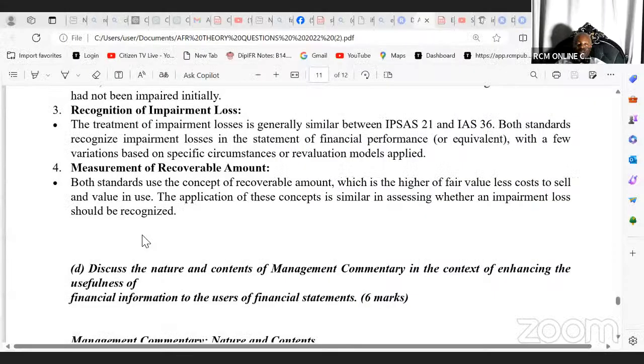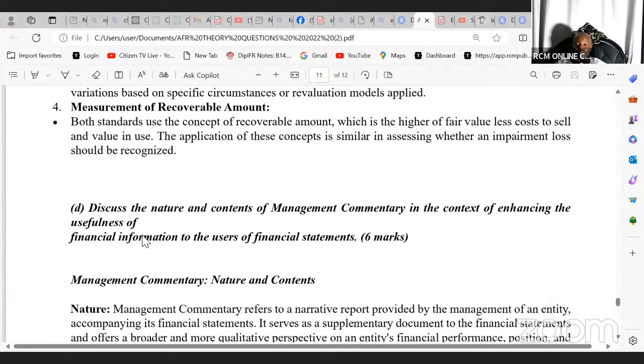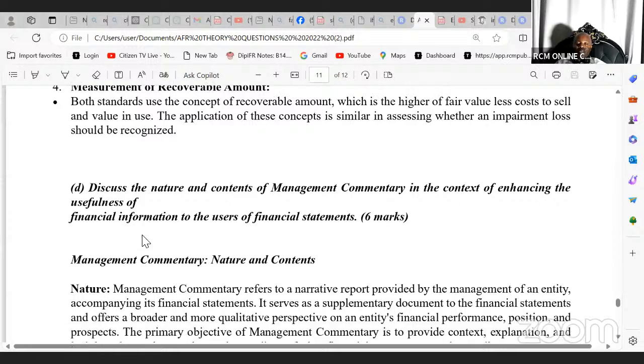Ladies and gentlemen, I think we have done justice to that question, which now takes me to the next question, where they want us to discuss the nature and the contents of management commentary in the context of enhancing the usefulness of financial information to the users of the financial statements. So, management commentary. Has anybody ever heard of management commentary?